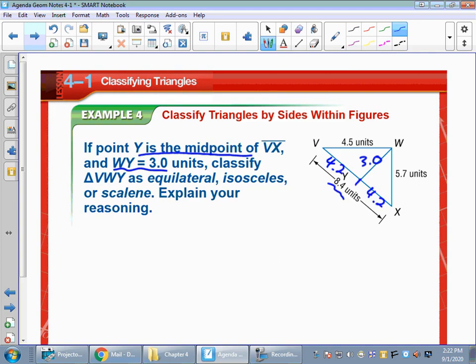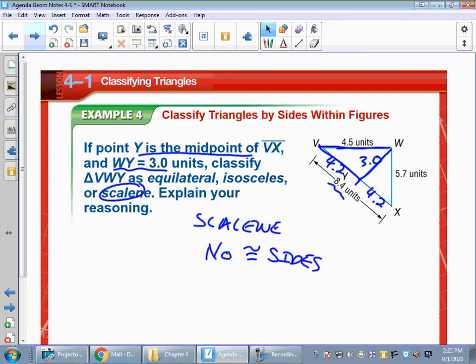So now if we look at triangle VWY, what type of triangle would it have to be? Well, we've got 4.5 units for this side, 3.0 units for that side, and 4.2. So do we have any sides that are congruent? No, we don't. So it would have to be scalene because, and our reasoning is, there's no congruent sides. It's as simple as that for proving your answer.